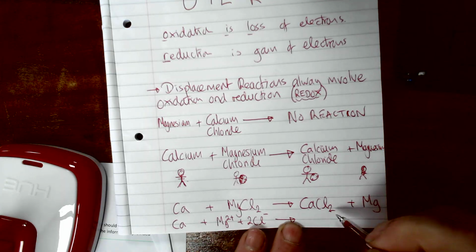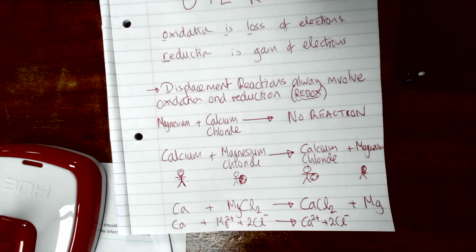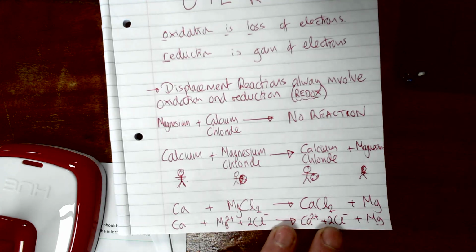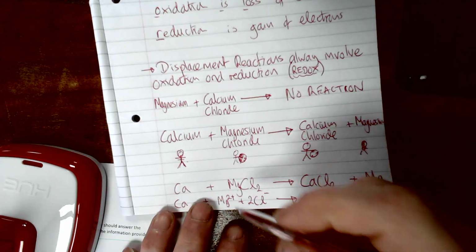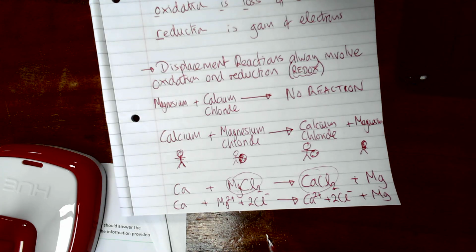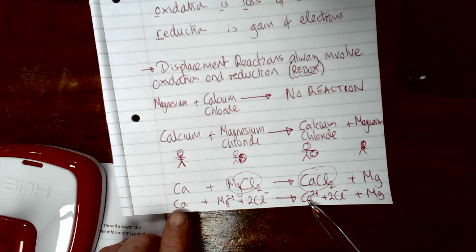Calcium chloride is an ionic compound. It is made of calcium 2+ and 2 Cl minuses. And magnesium is just Mg. So when we look at this, for any of the ionic compounds, the MgCl2 or the CaCl2, I've looked at what ions it was made of. And if you look at that now, you can see from left side to right side, there is one thing that has not changed between the two sides. What is it? Yeah, it's the chloride.